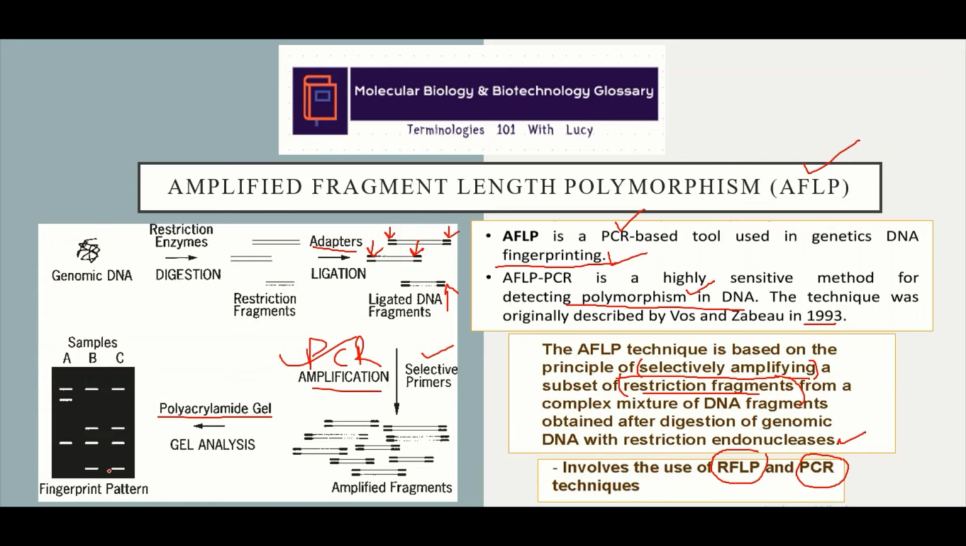So you can see here we have what we call a fingerprint pattern. So you have 3 samples from 3 individuals, A, B, and C. The first one yielded 3 fragments after cutting with restriction enzymes. Then B yielded 4 and C yielded 4. And you can see that these ones are exactly similar. This could be twin individuals.